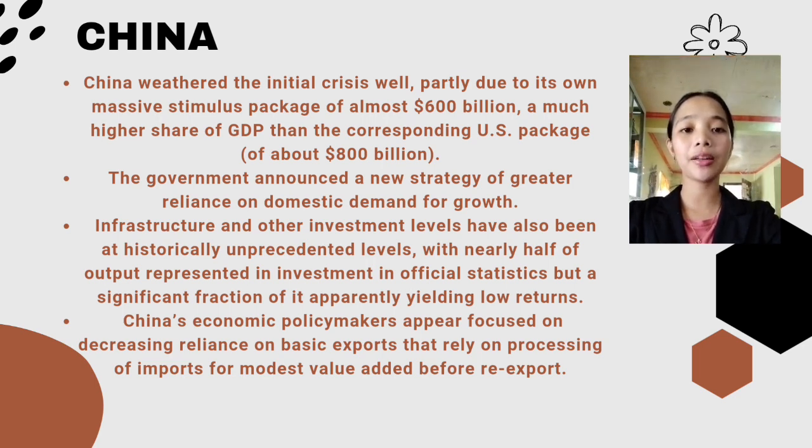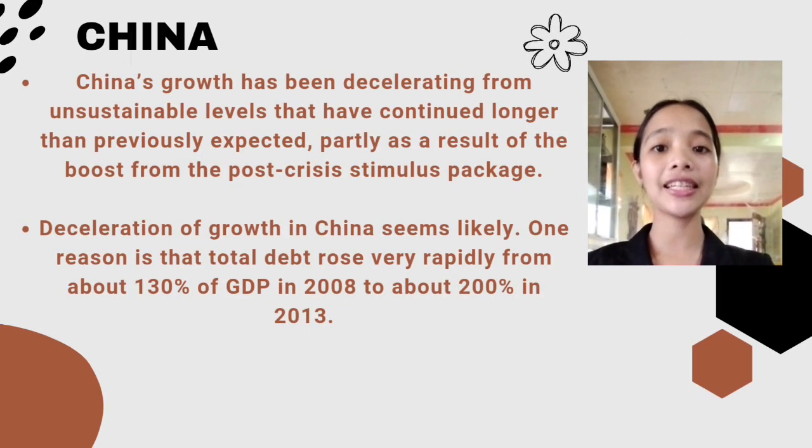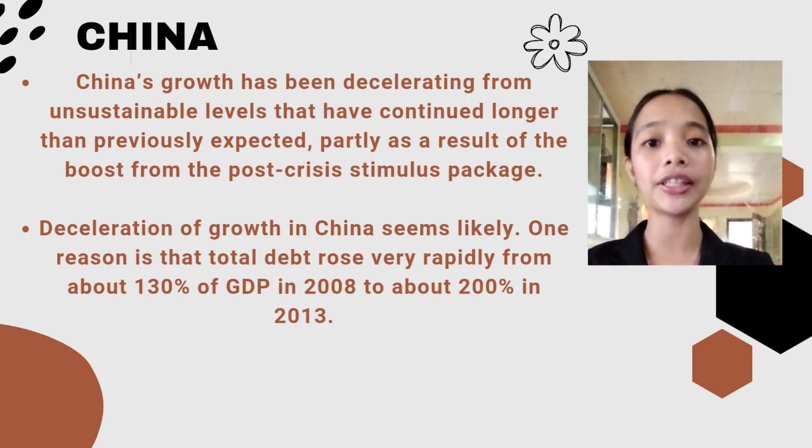China's economic policymakers appear focused on decreasing reliance on basic exports that rely on processing of imports for modest value added before the export. Improving domestic processing and reliance might also positively affect what is widely viewed as currency imbalance. Moreover, China's growth has been decelerating from unsustainable levels that have continued longer than previously expected, partly as a result of the boost from the post-crisis stimulus package and subsequent lending policies. Further deceleration of growth in China seems likely.